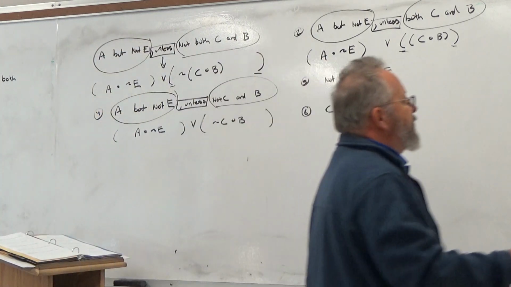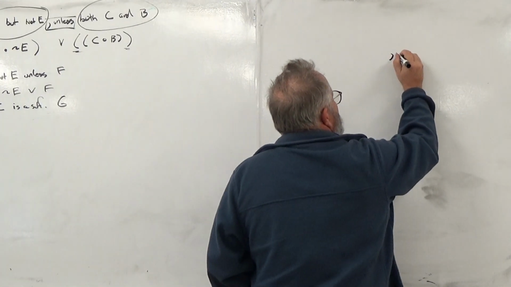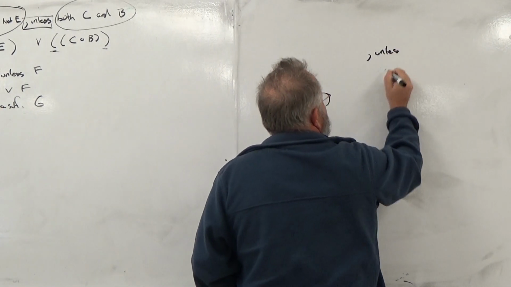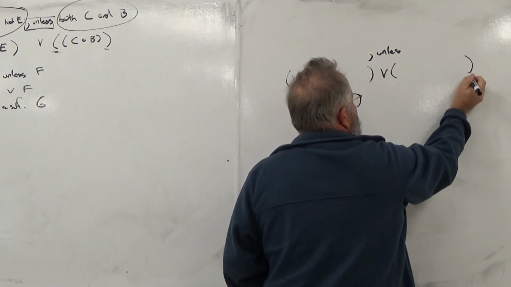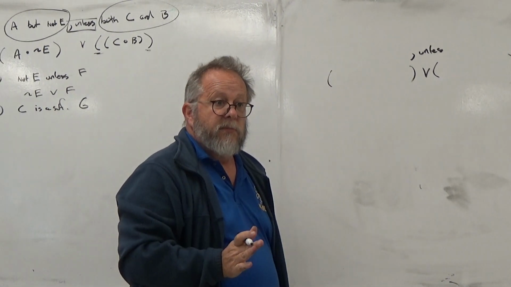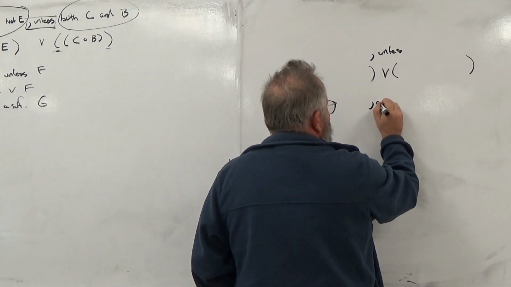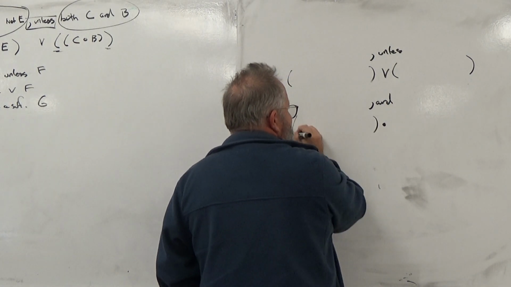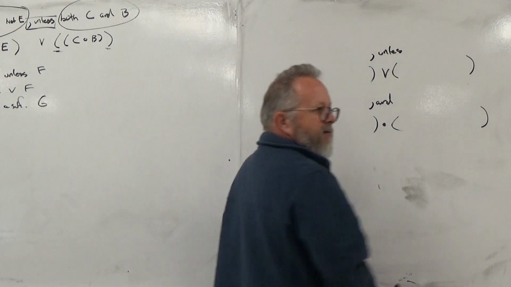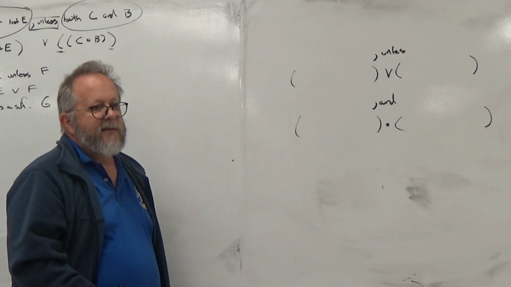So if I had this, comma, unless, I know that's going to be an or, and everything to the left goes in these and everything to the right goes in those. Got that? If I had comma and, well, I'm going to have this, everything to the left here, everything there. So, does that make sense?